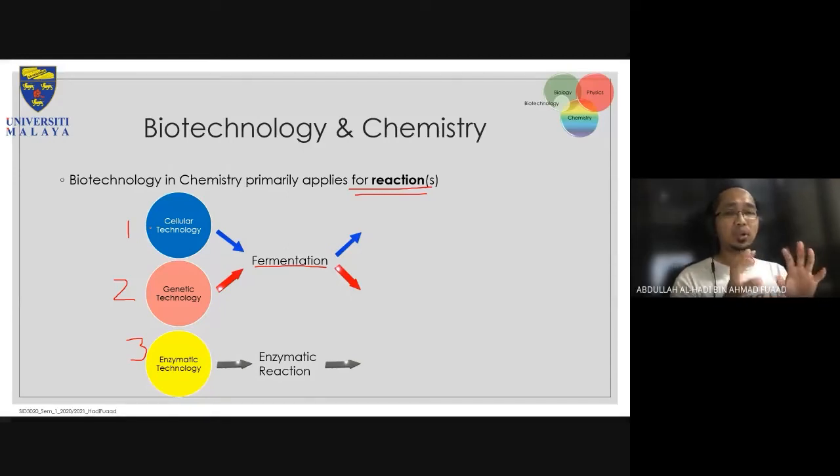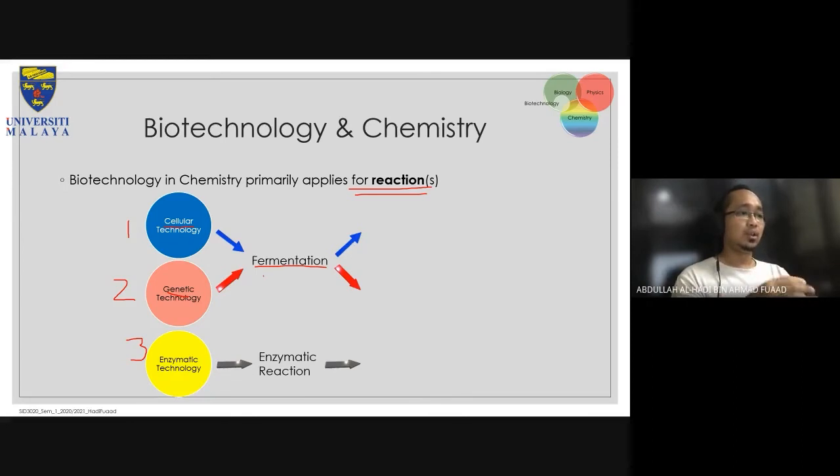Or you can actually modify the cells so that it works only under a certain condition, under a certain external stimuli. For example, you can ask the cell to produce a green fluorescence protein, GFP, in the presence of glucose. So you can do multiple types of modification, and that's why there is an overlap between cellular and genetic, because you want the cell to work in some ways, but you can also modify the genetics so that it works in the way that you want. And those two things, when you combine them, is what we call fermentation.